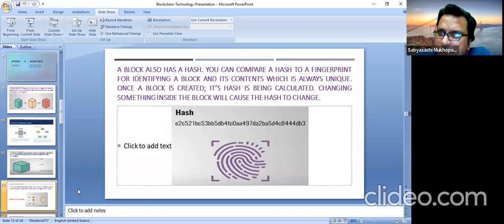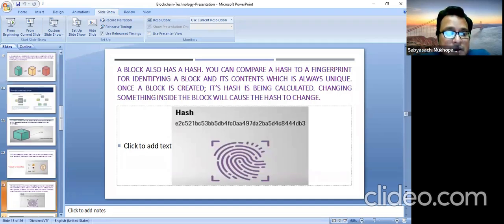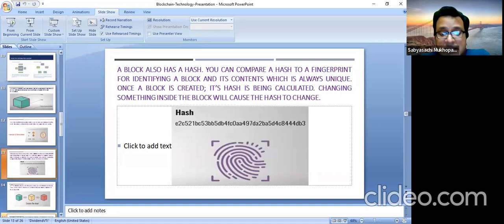Okay, so each block has its unique hash. So if the block is changed, the hash will also change. Or if the hash is changed, then the block will also be changed. So that's the reason whenever we are talking about tampering, we are not relying only on the hash technology, rather we are also providing other concepts in order to protect the authenticity of the blockchain, like the proof of work as well as the consensus.